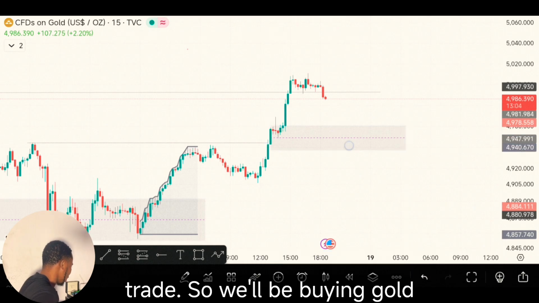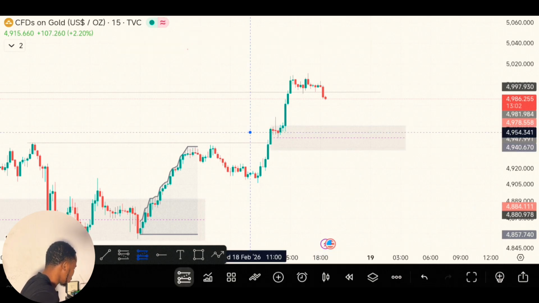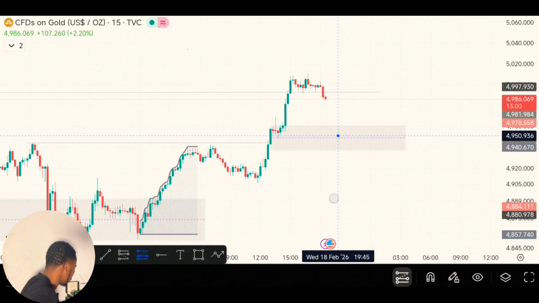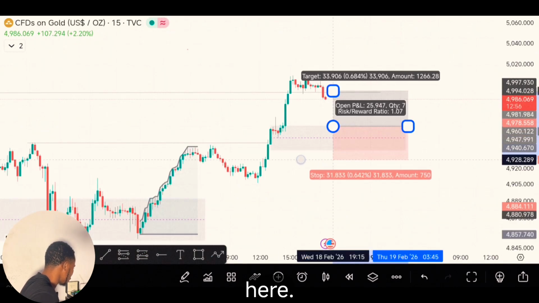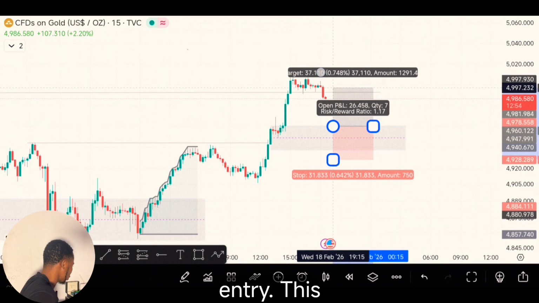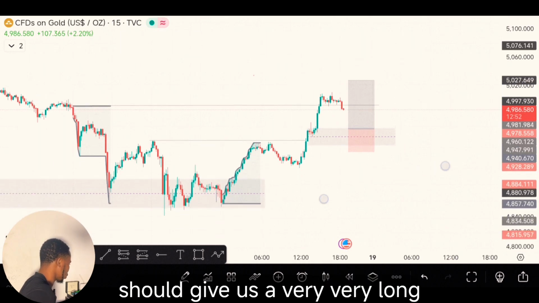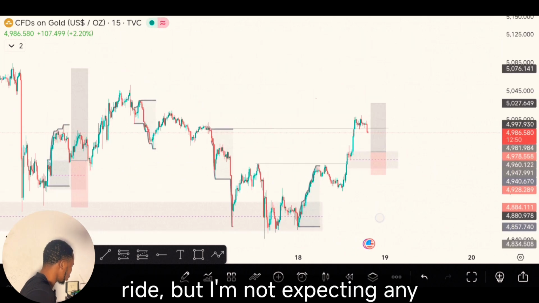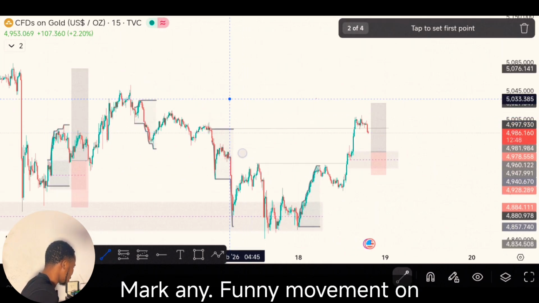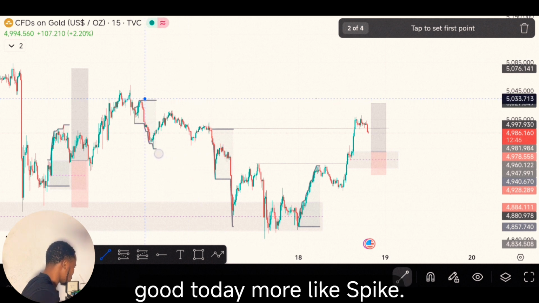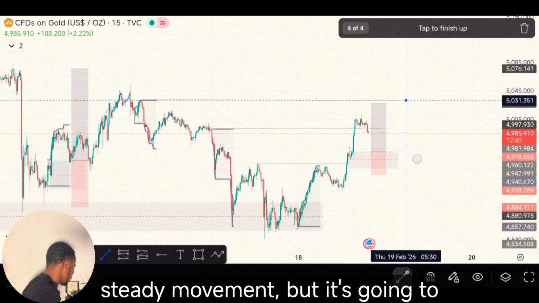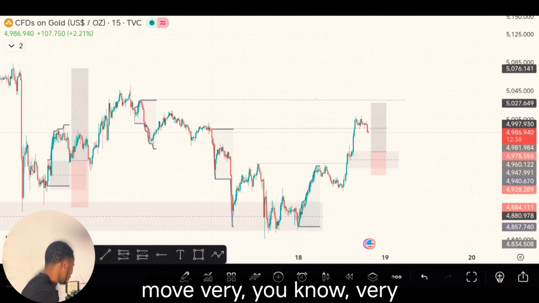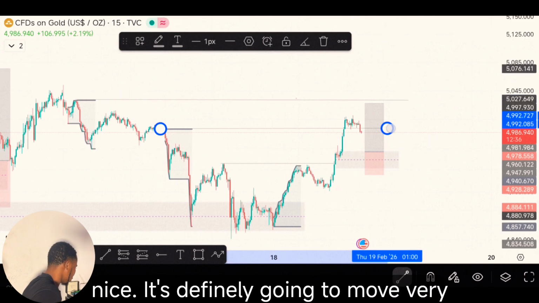So we'll be buying gold from here. Perfect entry. This should give us a very long ride. But I'm not expecting any funny movement on gold today, more like a spike. I'm expecting a cool, steady movement, but it's definitely gonna move very nice.